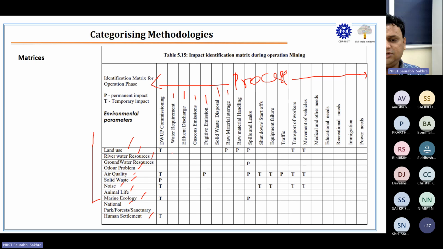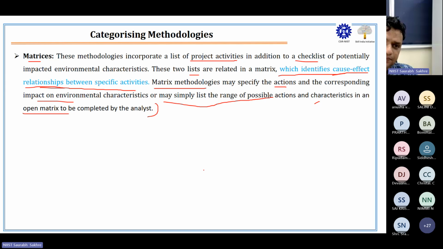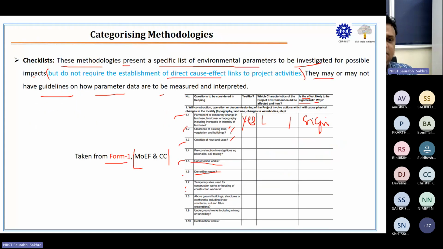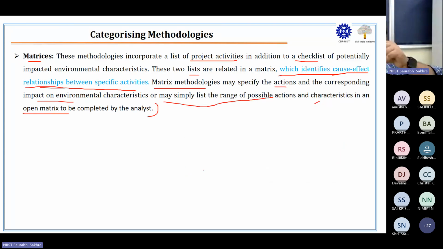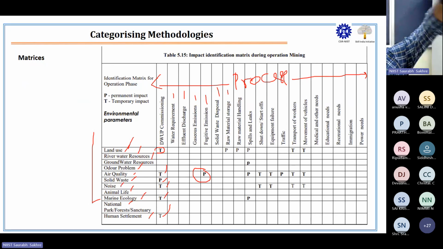Now we have to write whether there will be impact or not. So on land use, there will be temporary impact. T denotes temporary impact, P denotes permanent impact. Air quality temporary, solid waste permanent because it will be settled here for always. Then noise also temporary. Marine ecology also temporary. Human settlement also temporary. Now, the second one is air quality. As long as the industry is there, there will always be emission. So it is a permanent impact. Like that, I have to form a matrix and see what all impacts will be there. So I hope the first method ad hoc, the second method checklist in which cause and effect were not read, and the third method matrices in which cause and effect relationships are read, are clear to you.